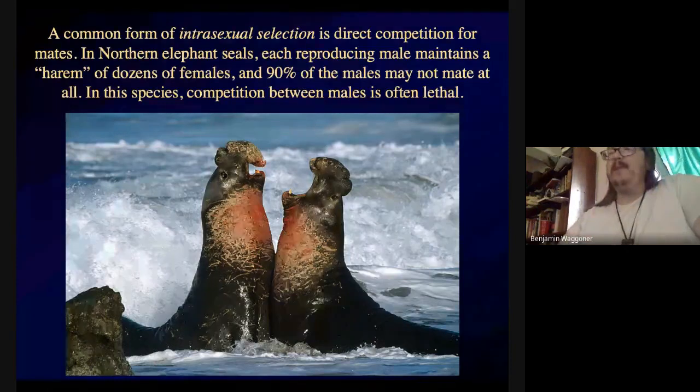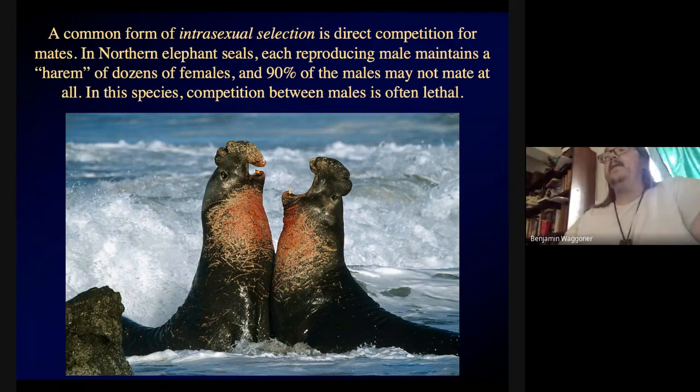A rather extreme example of intrasexual selection is seen in northern elephant seals. Be very glad you are not a northern elephant seal, because it's 1,000 times worse than gym class in high school. 90% of the males don't get to mate at all. The males that do get to mate are the largest and the strongest, and each reproducing male maintains a harem of dozens of females that he and only he will mate with.